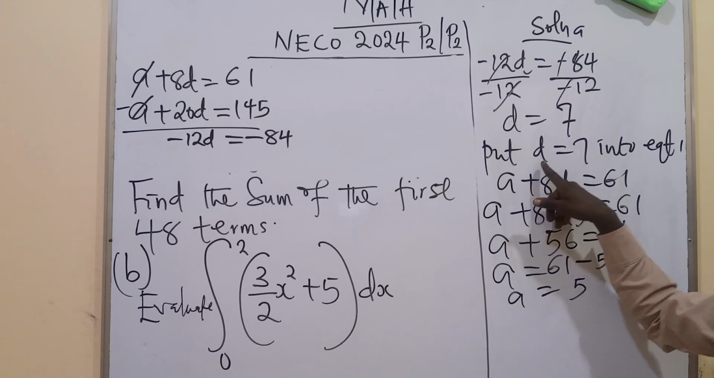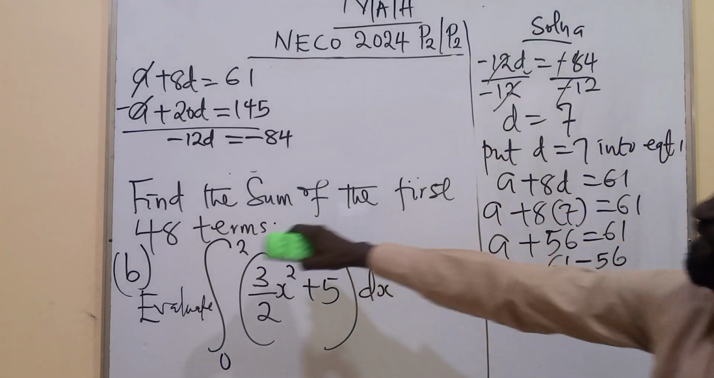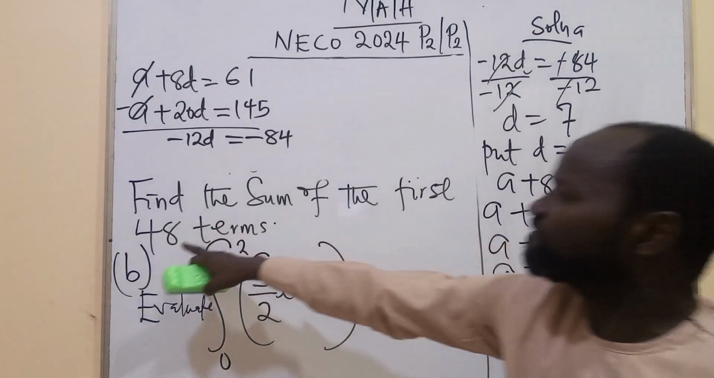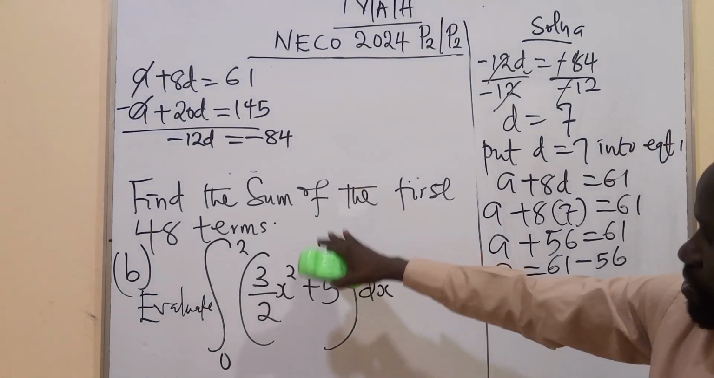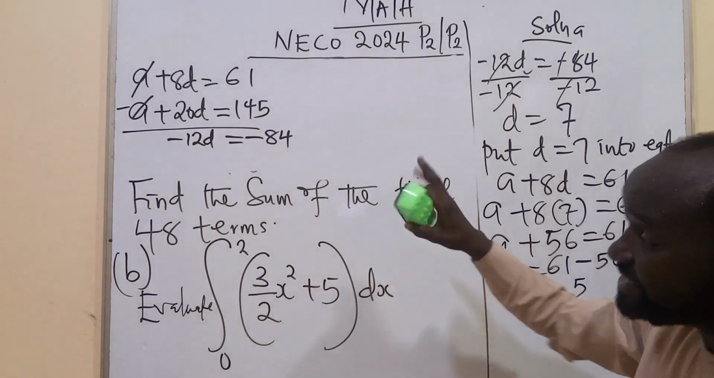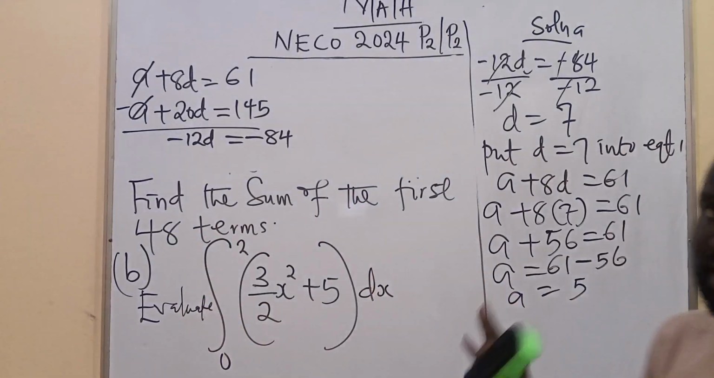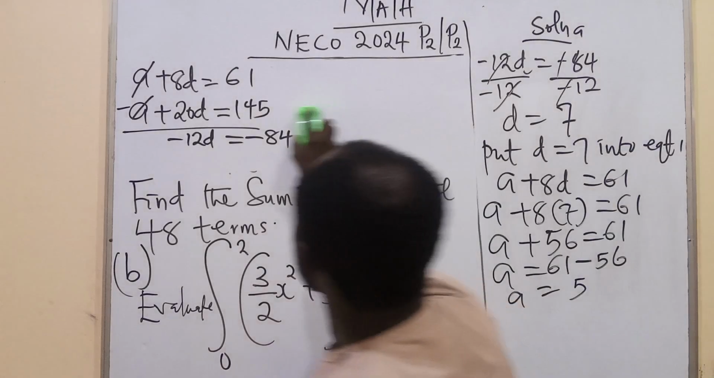The common difference is 7. So we can easily find the sum of the first 48 terms. Sum of the first 48 terms means n is 48. That's what it means. So let's move here.